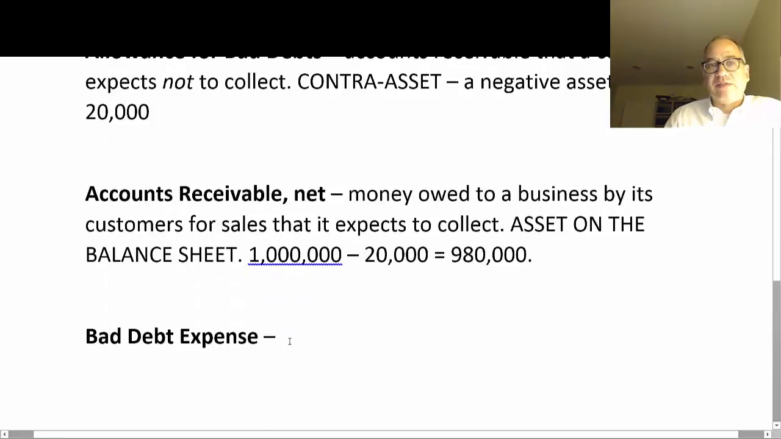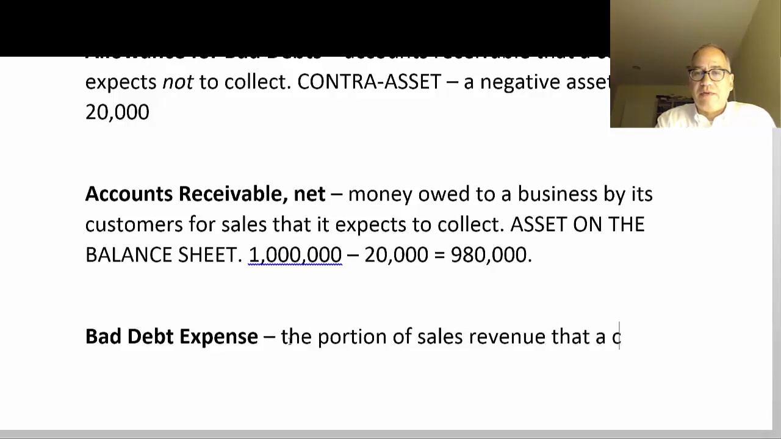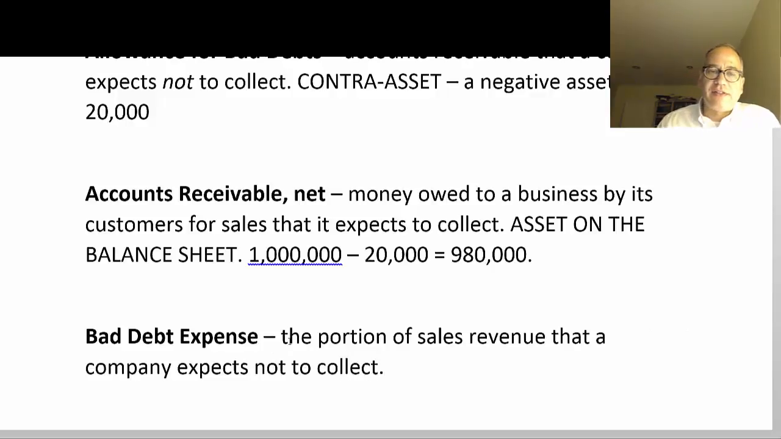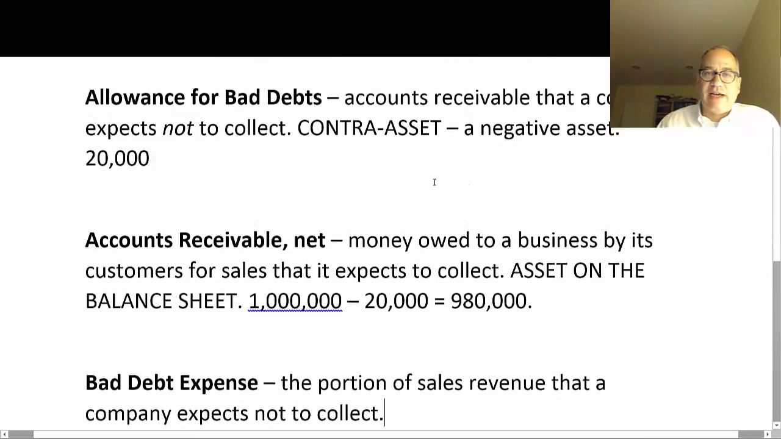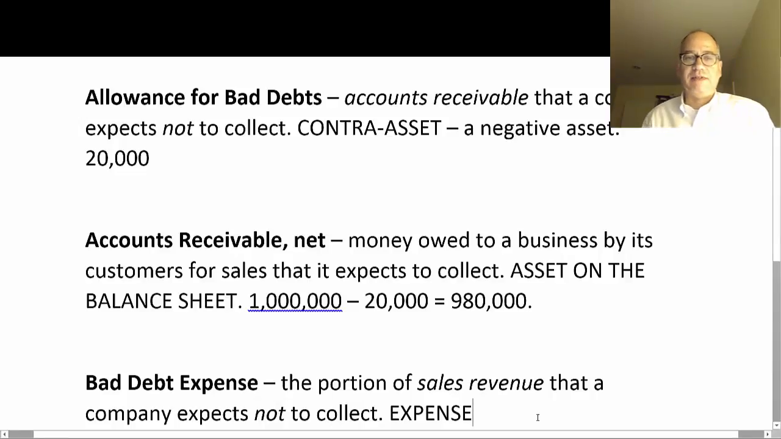The next thing is bad debt expense. Bad debt expense is the portion of sales revenue that a company expects not to collect. Now notice the difference here from allowance for bad debts. The allowance is the accounts receivable that a company expects not to collect. Bad debt expense is the portion of sales revenue that a company expects not to collect. And this is most obviously an expense that's going to appear on the income statement.